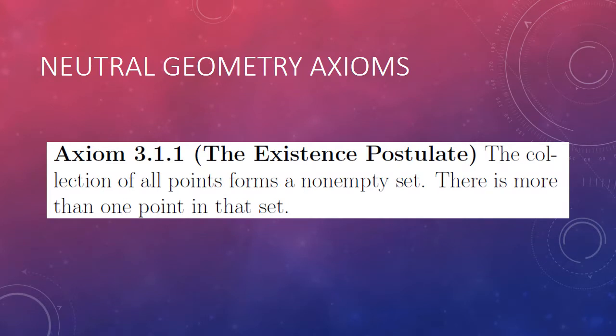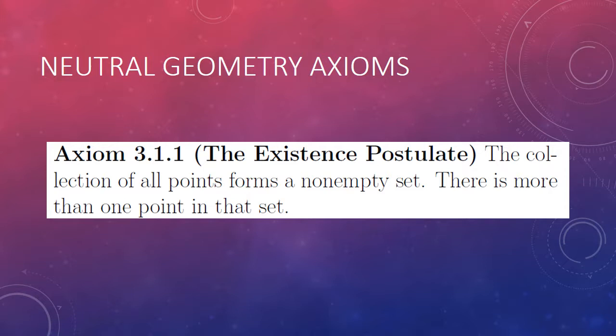The first axiom is the existence postulate. This says that the collection of all the points forms a non-empty set, and that there's more than one point. The reason why we have this is, first, this allows us to actually start creating objects, and it also guarantees that we don't have this sort of simplistic geometry of having a single point and no lines. We don't want to have that situation because that's just not as interesting as the other ones.